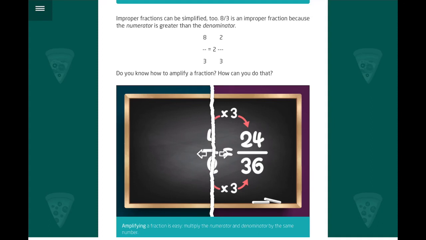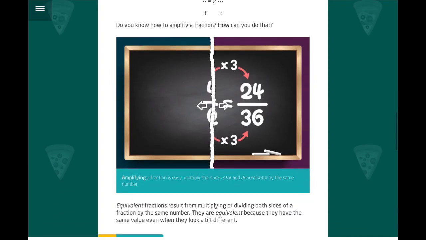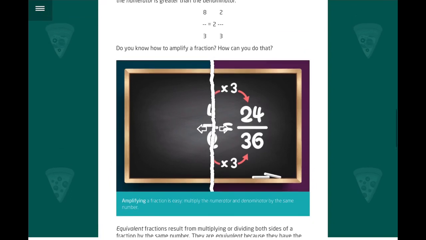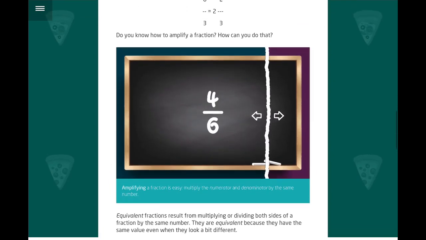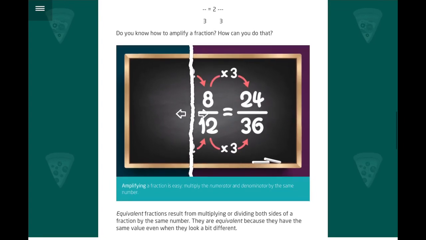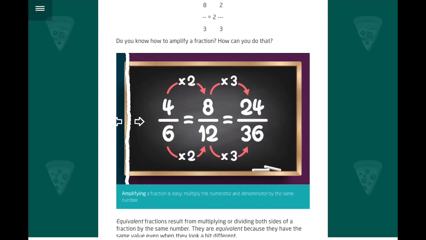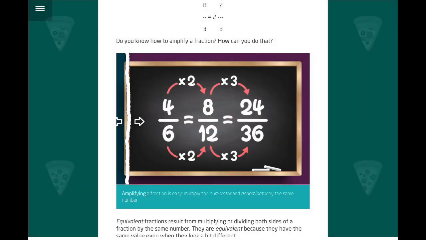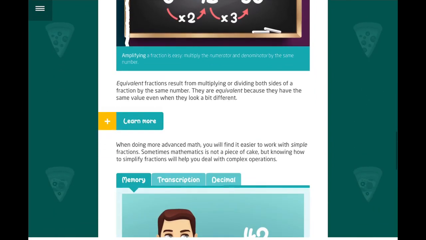Do you know how to amplify a fraction? Can you do that? Amplifying a fraction is easy. Multiply the numerator and denominator by the same number. So over here, this is your fraction, and you do this process. 4 times 2 equals 8, and 6 times 2 equals 12. Times 3 and times 3, and that's your fraction.